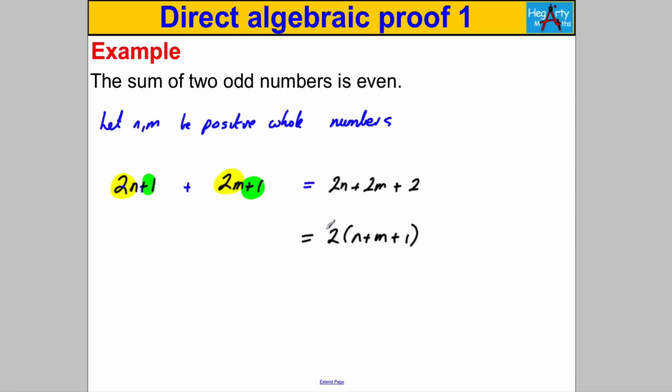And look, that's in the form 2 multiplied by a positive whole number. N add m add 1. That's certainly a positive whole number. So this is of the form of an even number. 2 multiplied by something. So therefore we can state that the sum, that 3 dots means therefore, the sum of two odds is even. Because it's of the form 2 times our positive whole number, and we're done.